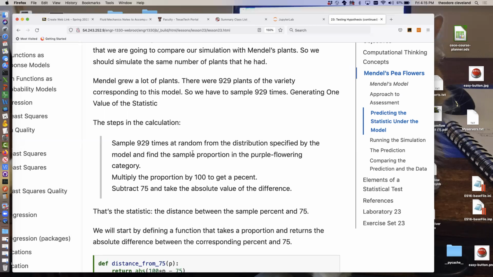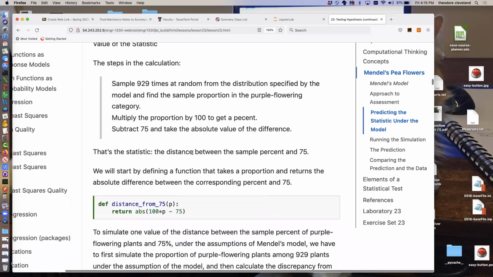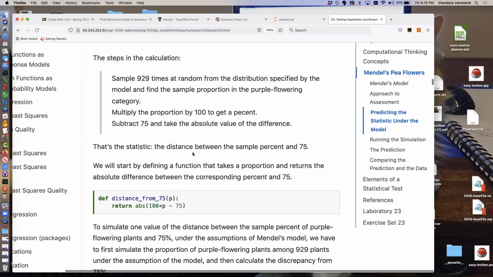So we'll do 929 samples to kind of replicate his experiment. So here are the steps. We're going to sample 929 at random from a distribution specified by a model and find the sample proportion in the purple flowering category, multiply that by 100 so it's represented as a percent, and subtract from that value 75, take the absolute value of the difference between the two, and that will be our computation. That will be our statistic. That'll be our measurement.